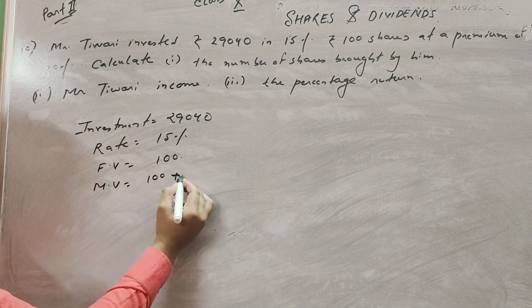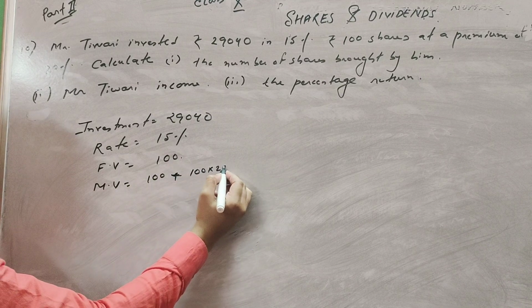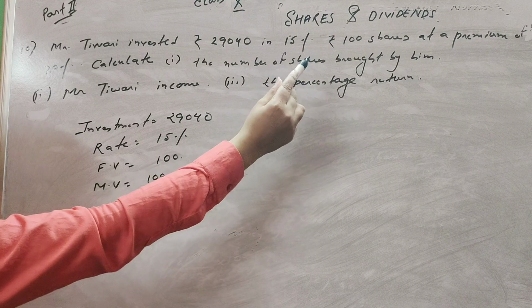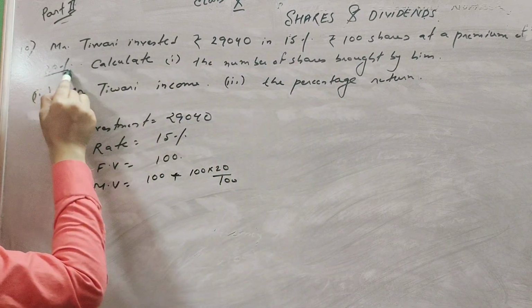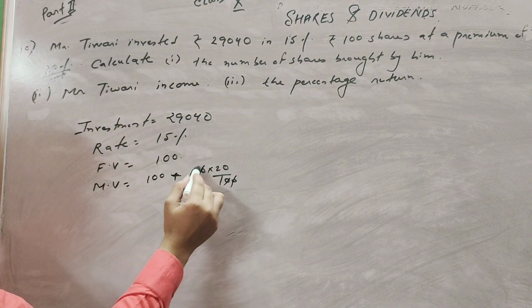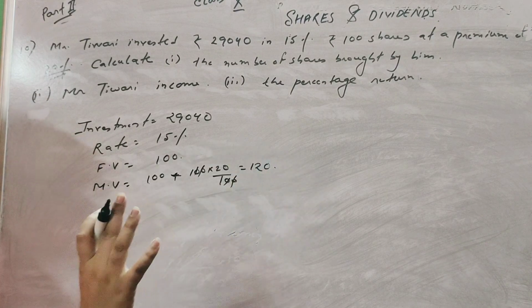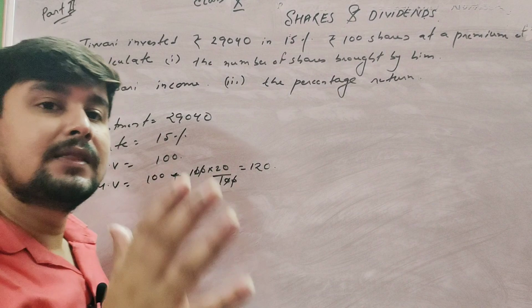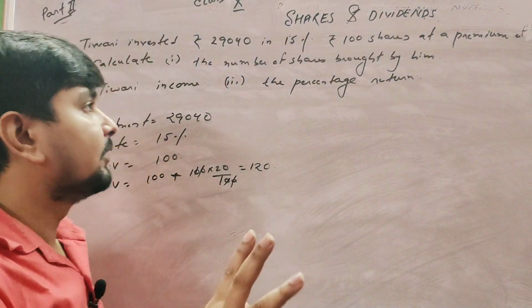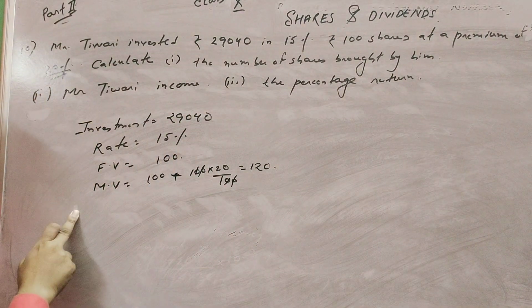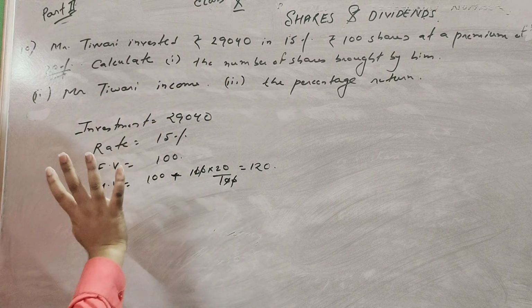So now the market value is more than the face value. How much? 20%. See, it is written 100 share at a premium of 20. So your market value is 100 plus 20, which is 120. When the market value is less than the nominal value, it's called discount value. Okay, got it? Calculate the number of shares bought by him.